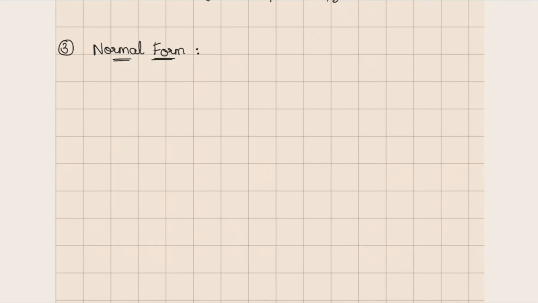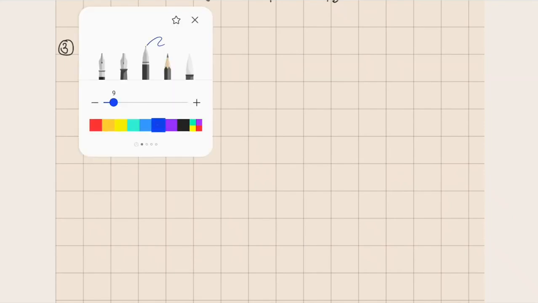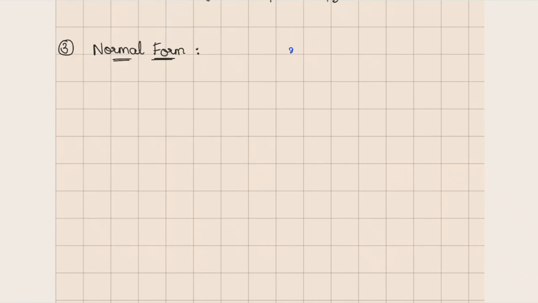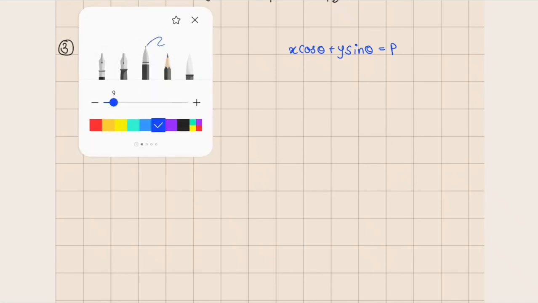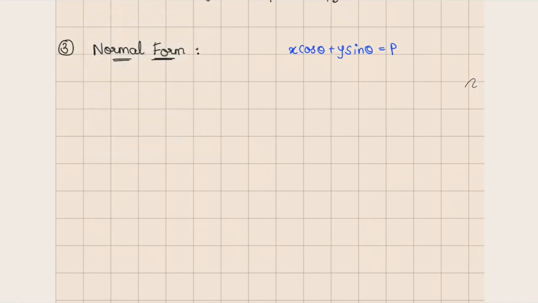How does the normal form look? x cos theta plus y sin theta equals p. What is p and theta? p is nothing but the length of the perpendicular from the origin to the line, whereas theta is nothing but the inclination of that perpendicular.